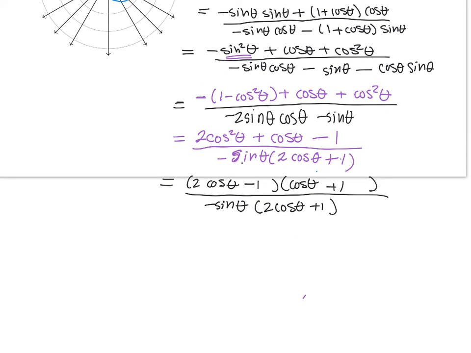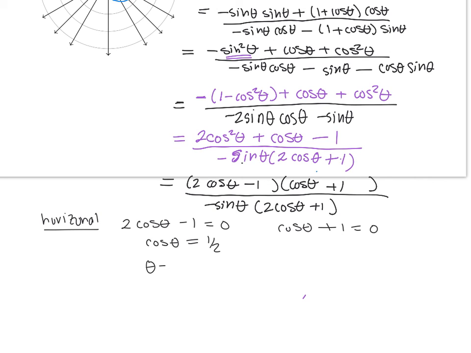All right, so now let's figure out where this is going to be horizontal. So it'll be horizontal if 2 cosine theta minus 1 is 0 or cosine theta plus 1 is 0. So that's the same thing as saying cosine theta is a half, and that occurs when theta is pi thirds and 5 pi thirds. Next one is when cosine theta is negative 1. Well, that's true if theta is equal to pi.